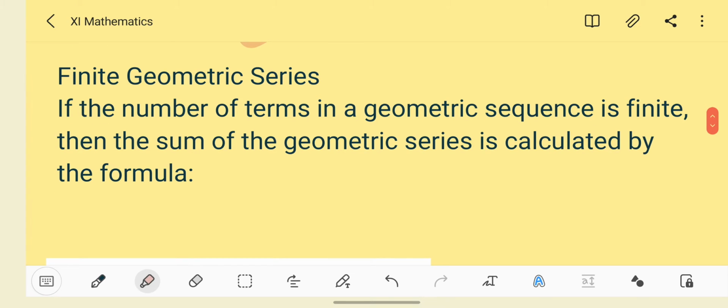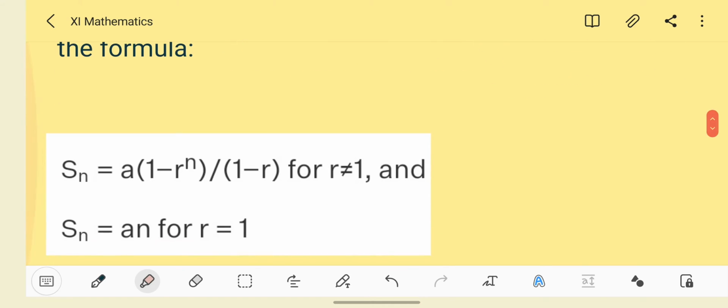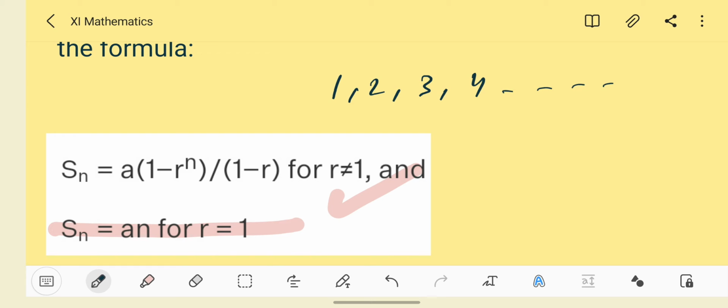Finite geometric series. If the number of terms in a geometric sequence is finite, then the sum of the geometric series is calculated by the formula Sn equals a into 1 minus r power n upon 1 minus r for r not equal to 1, and Sn equals an for r equals 1. If r is equal to 1, then the sum of the nth term of a geometric progression is given by an.